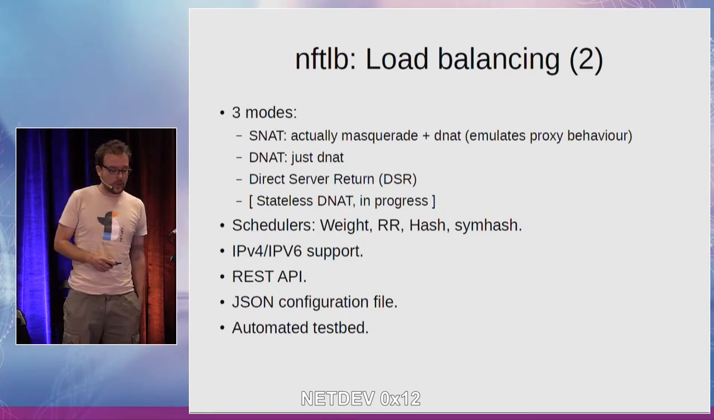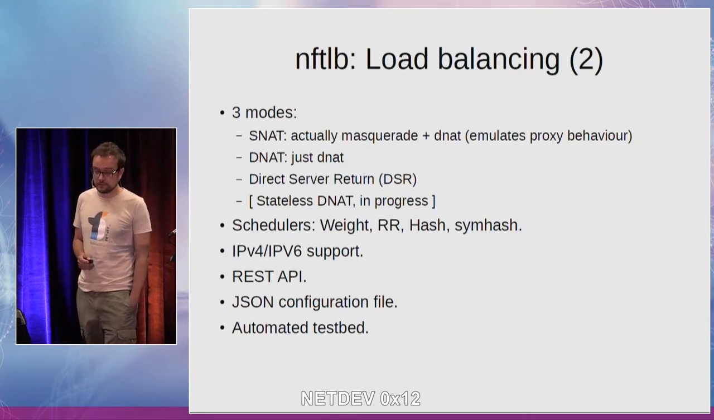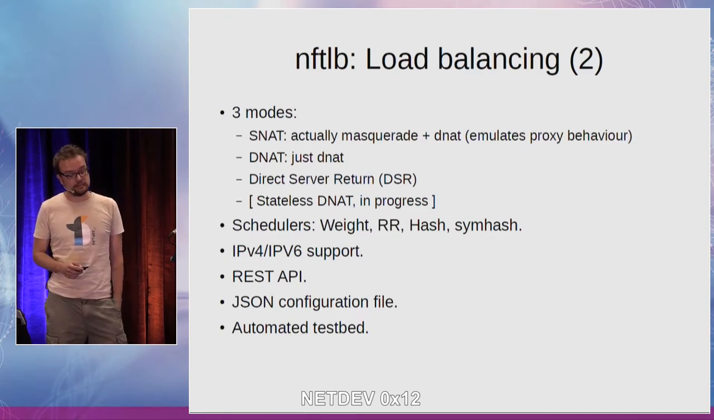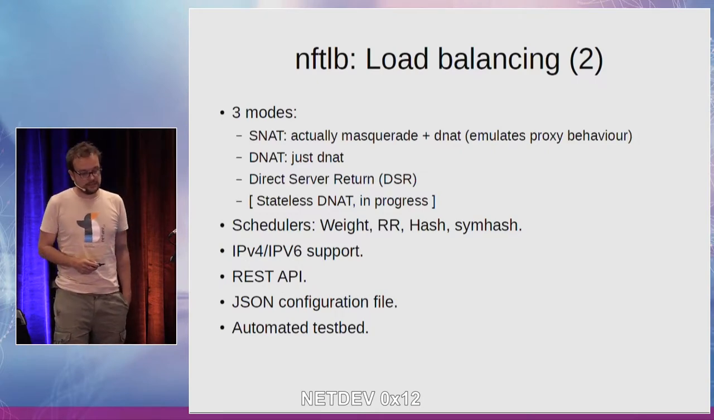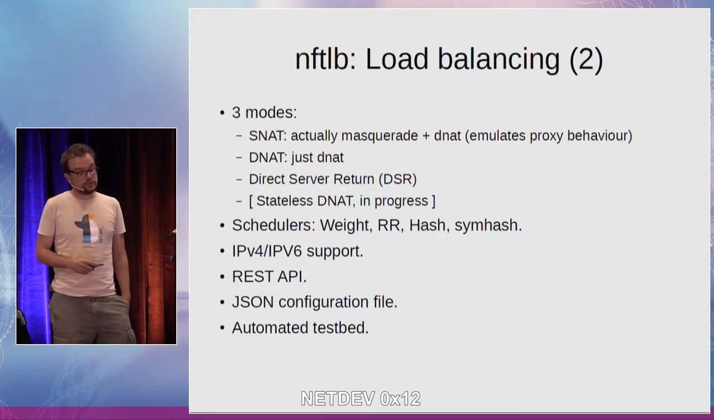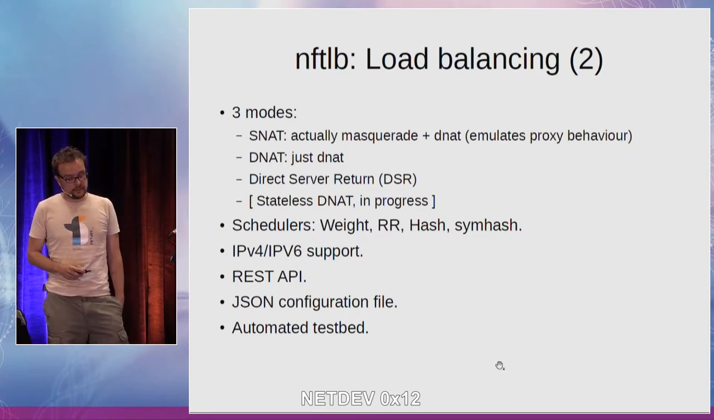And soon there will be support for a new mode, the stateless DNAT mode. All the infrastructure to support this in the kernel and NFT is already available. So it's a matter of adding the missing bits to user space. The idea of this stateless NAT is that it is going to sit in between the classic DNAT mode and the direct server return. So it's slightly easier to set up than DSR. It has less performance than the DSR mode. But as I said, it's simpler.